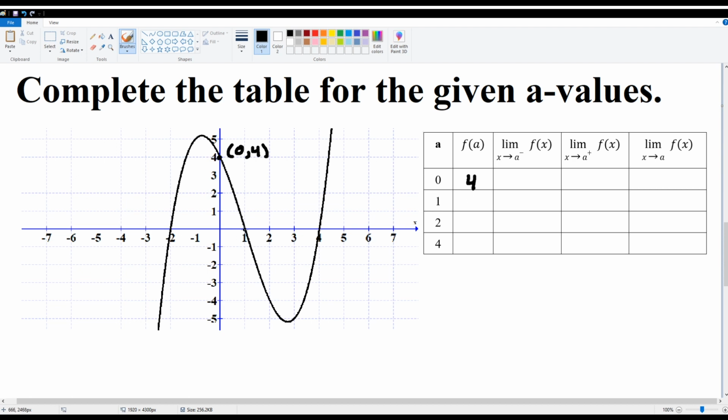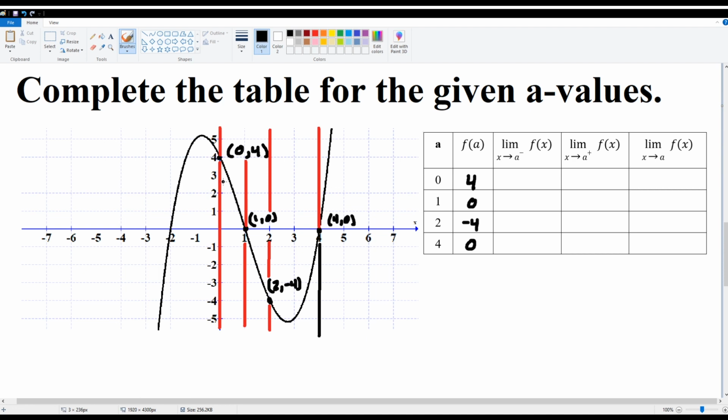The y value of 1 appears to be 0. The y value of 2 looks like it's about -4, and the y value of 4 also seems like it is 0. If we draw in our dividing lines here to evaluate the points as limits, we see that our results don't really change. The y value at x equals 0 is 4, and both sides of the line, no matter which direction you're approaching from, also seem to be agreeing with that.